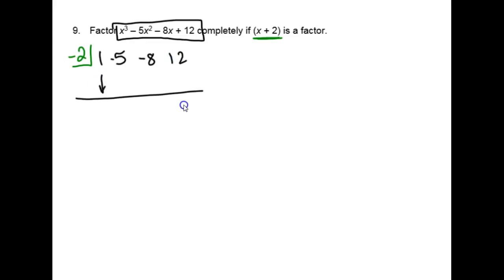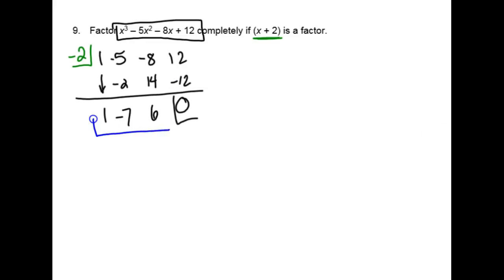So since this is a factor, you better get 0 for a remainder. Let's see what happens. So we multiply 1 times negative 2, and then we add up. Negative 5 plus negative 2 is negative 7. Multiply again, that's a 14. That's a 6, and then, yep, we did a good job because you do get a remainder of 0.